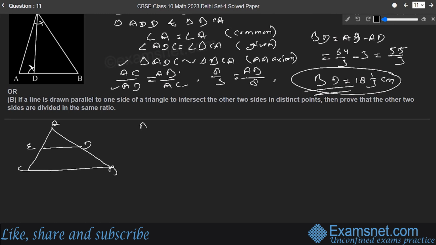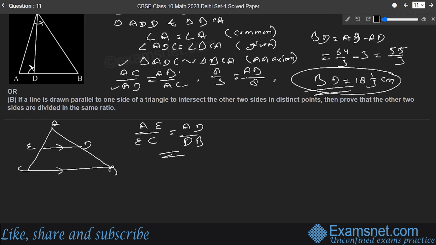We are supposed to prove AE by EC is equal to AD by DB. This is the exact figure for the statement. A line is drawn parallel to one side. So this is the line ED that is drawn parallel to one side of the triangle, that is BC. It has been drawn parallel to BC. So we have to prove that the other two sides are divided in the same ratio. So this is what we have to prove.